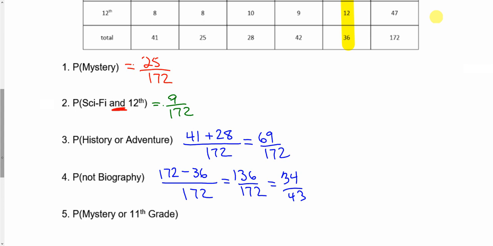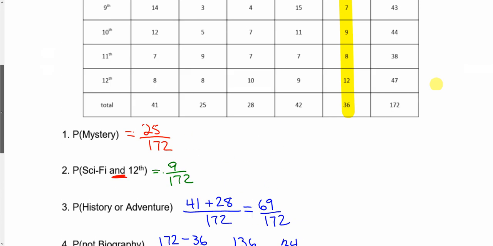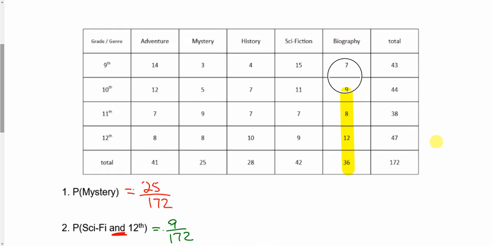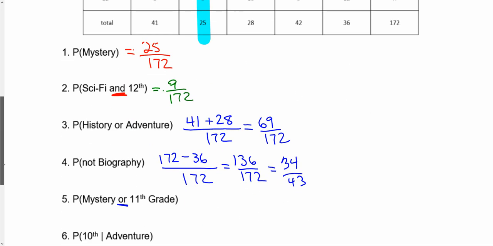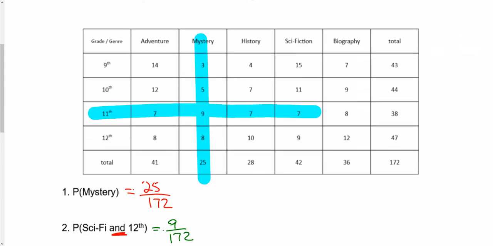Okay, the next one says the probability of mystery or 11th grade. So I'm going to go through and highlight and make sure. I already know or is plus. So mystery or, I forgot what it said, 11th grade. So an OR problem means plus. Do I have to subtract on this one? Yes, there's overlap. These nine people right here, they get counted twice. They get counted once when I count the 11th graders and once when I count the mystery. So they get counted twice.